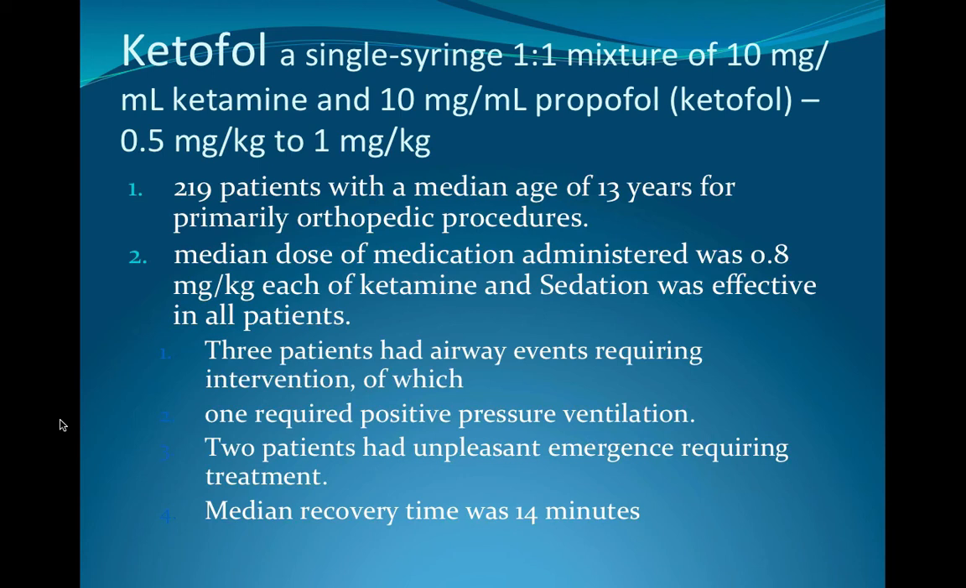So you can do a syringe mixture, 1-to-1, 10 milligrams per ml of ketamine associated with 10 milligrams per ml of propofol, and therefore you have ketofol. You use 0.5 milligrams to 1 milligram per kilo of the mixture, okay? So that will now give you the benefits of both and the problems of both. Now you've got some pain relief and you got rapid on and rapid off.